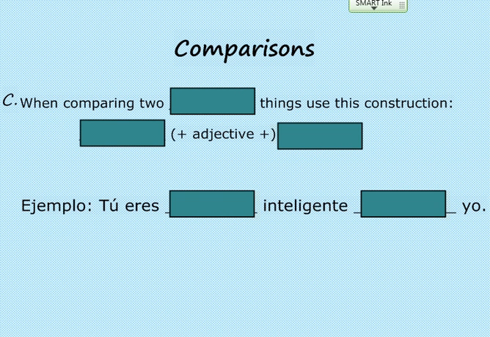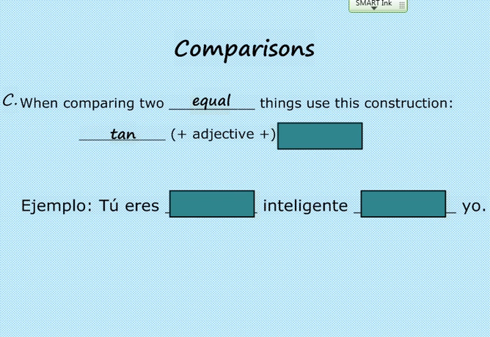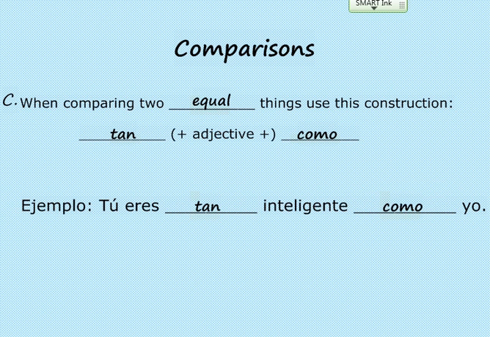Okay, so we've talked about how to compare two things that are not equal, to say that something is more than or less than something else. But when you're comparing two things that are equal, you'll use a slightly different formula, a different construction. You'll use the word tan and an adjective in the middle, and then the word como at the end. So for example, to say you are as intelligent as I am, tú eres tan inteligente como yo. Make sure that you use the word como to compare things that are equal instead of using the word que, which we used in our previous formula in order to say things that are unequal.